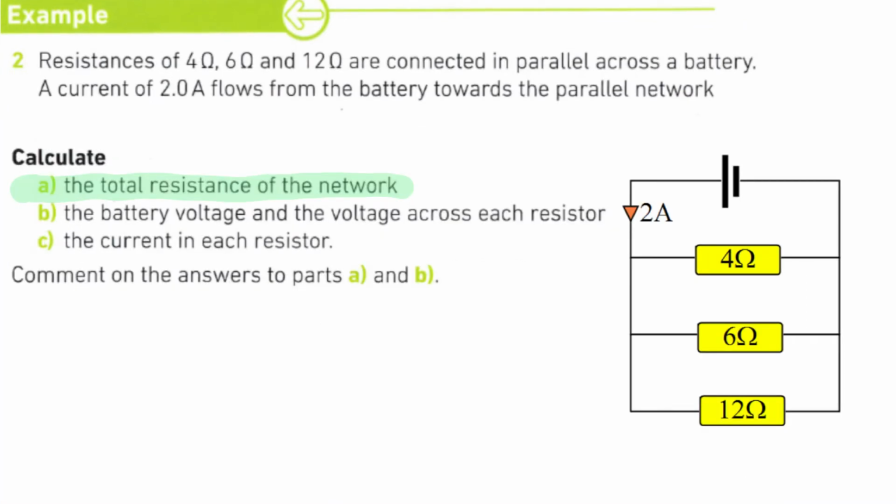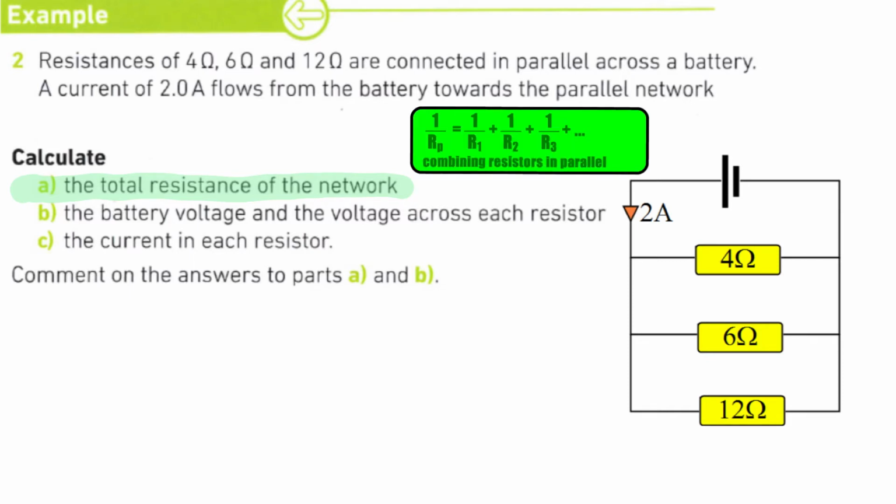Resistances of 4 ohm, 6 ohm and 12 ohm are connected in parallel across a battery. A current of 2 amps flows from the battery towards the parallel network. Calculate. First of all, we want to calculate the total resistance of this network. Okay, so this is a parallel set. We have an equation for that. So parallel combination, it's this equation. And it wouldn't matter how many resistors there were. This equation, as you can see from these dots, can go on and on. You can have R4, R5, etc. as long as they're all in parallel.